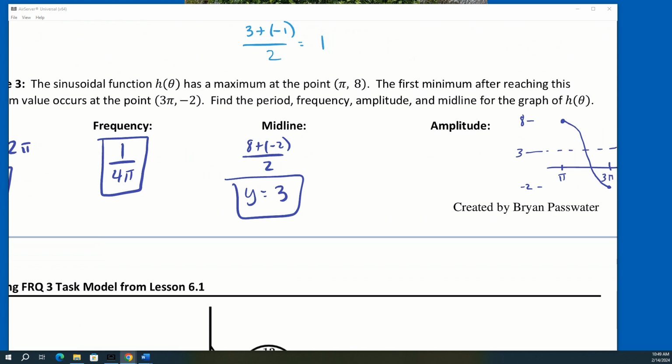And then once you get the midline, to find the amplitude, you can take the max and subtract the midline, or you can just do it in your head, whichever one you want to do. That gives you the amplitude. All right, so what questions do you guys have so far?